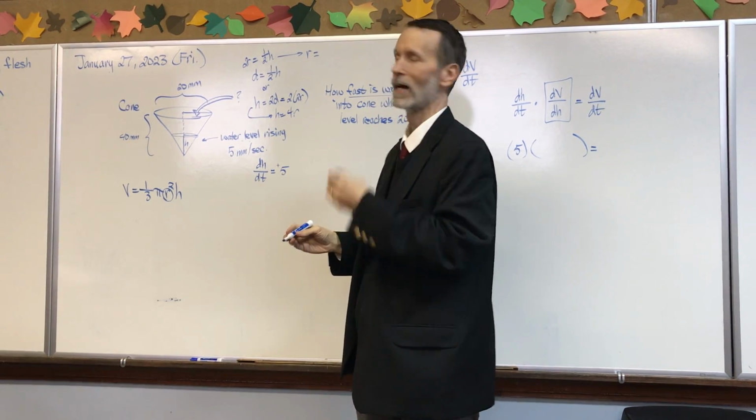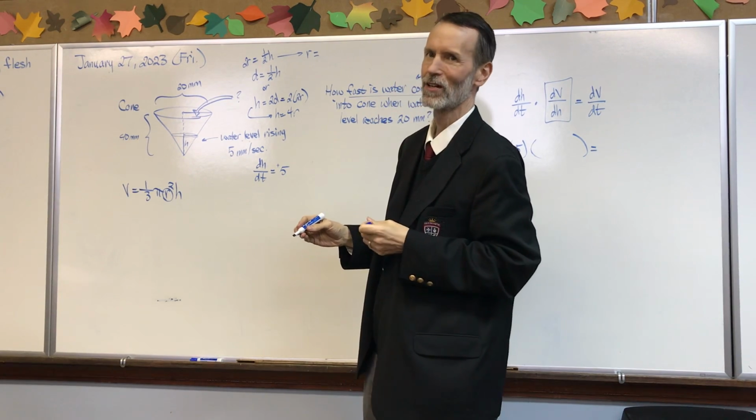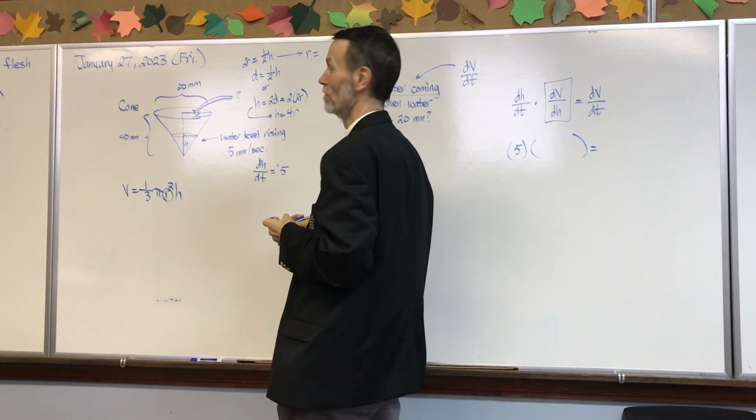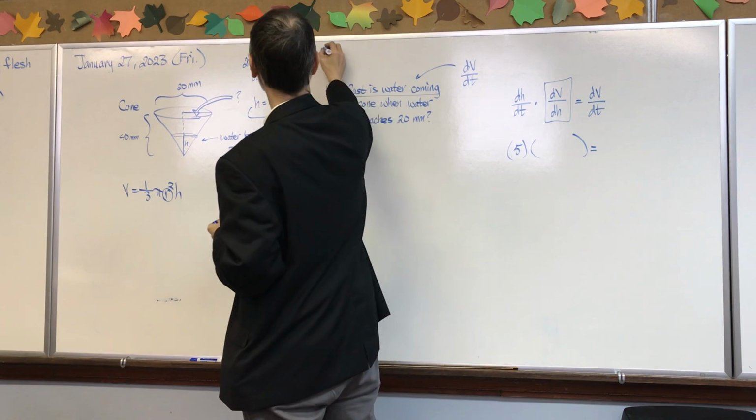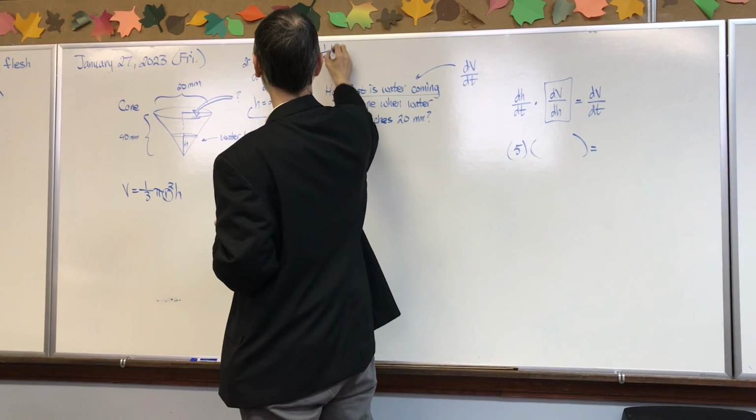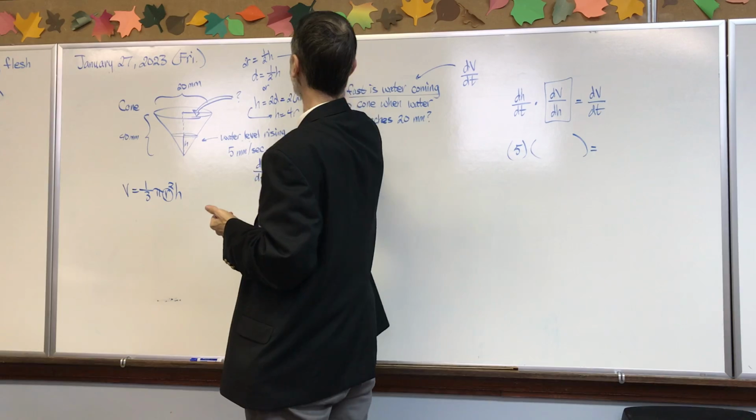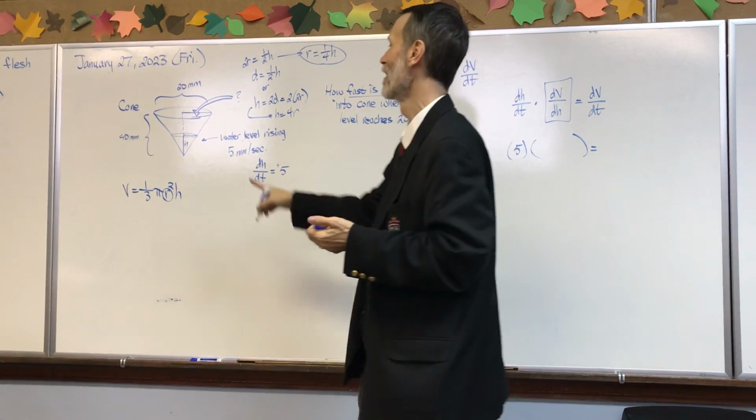Divide that through. So what do you get? What's half of a half h? That's 1/4. No, whispering answers doesn't help. So radius is 1/4 the height. That will help.